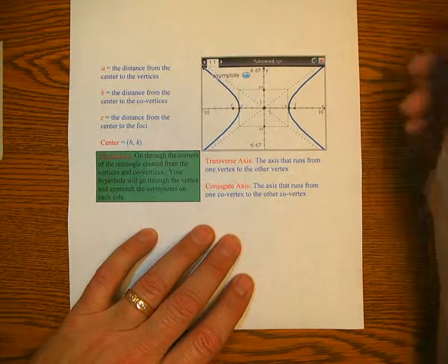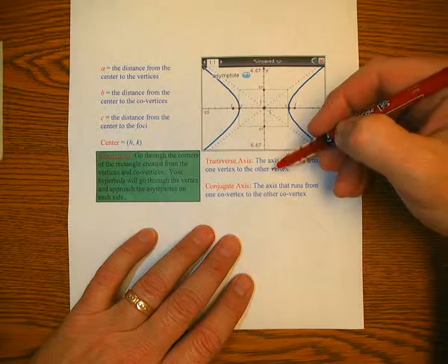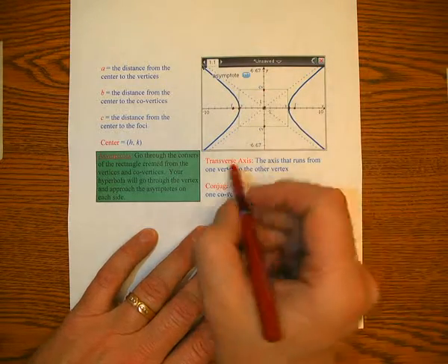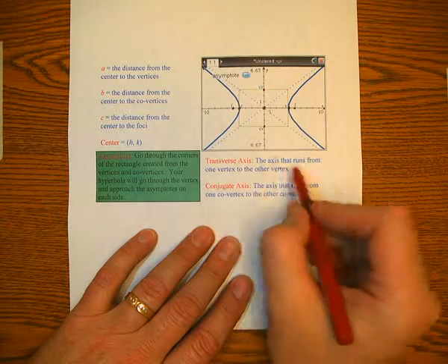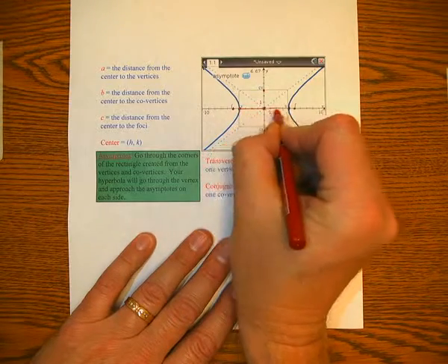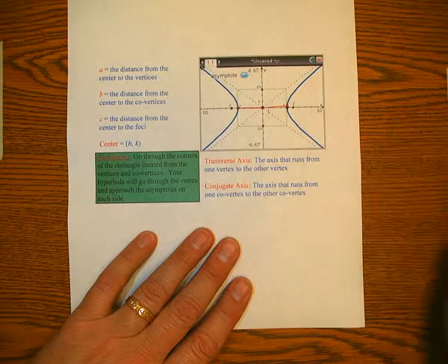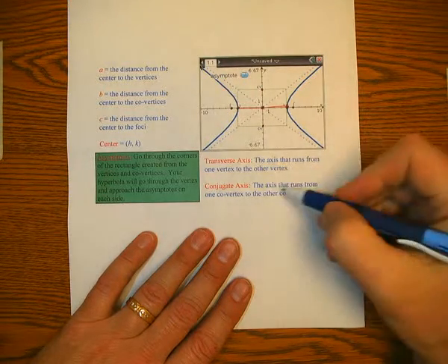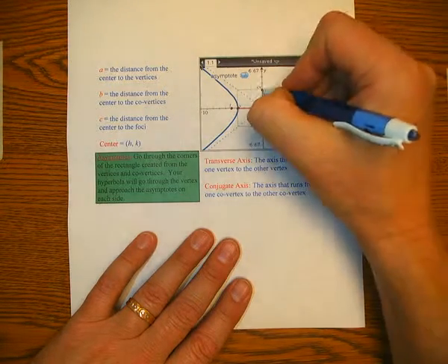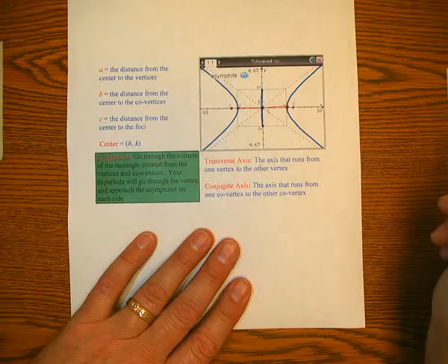Now the ellipse had two axes. One was the major axis and one was the minor axis. The hyperbola also has two axes, but they're called different things. The transverse axis is the axis that runs from one vertex to the other vertex, so from right here to over here. That is your transverse axis. And then the conjugate axis is the axis that runs from the co-vertex to the co-vertex. So that's this direction right here. That is your conjugate axis.